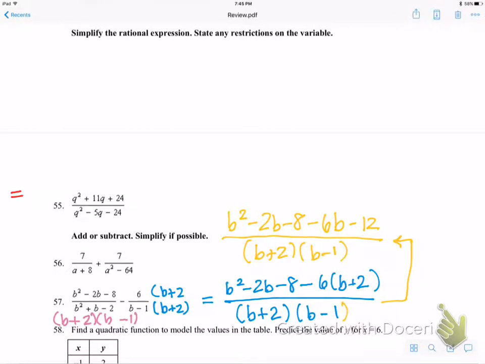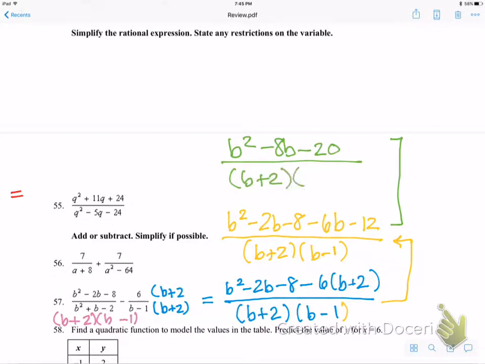I can simplify a little bit more by combining like terms. I have a -2b and a -6b, which will give me a -8b. I have a -8 and a -12, which will give me a -20. And then the b squared doesn't have any like terms, so we'll leave that alone.